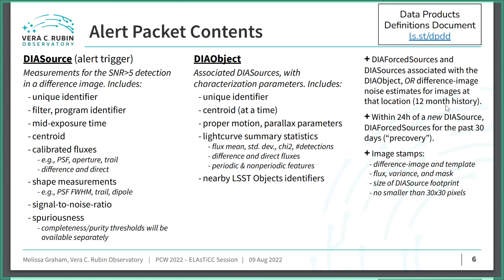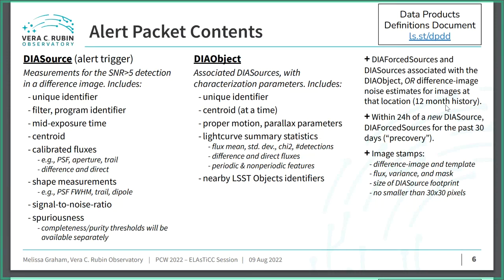You have some shape measurements, like whether it's trail or dipole. If you were in the DIA session earlier, there's that kind of information. The signal to noise ratio, and then, of course, a spuriousness parameter, which is like a real bogus parameter that helps you make cuts on things. And also that will be provided will be like what spuriousness cut you should apply if you want a completeness of X or a purity of X in your sample. So that kind of characterization of the real bogus should be done for you as well, so that you can make cuts not just on flux, but also on the real bogus / spuriousness parameter.